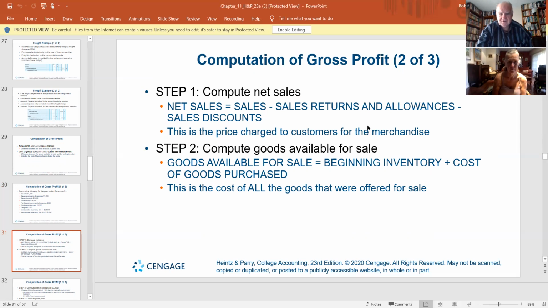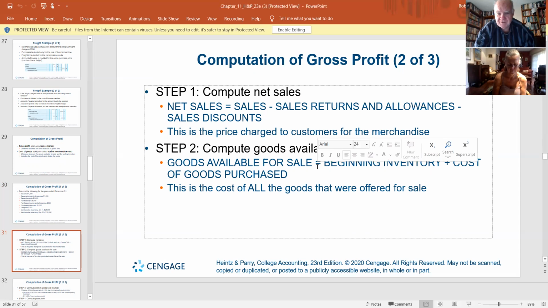But first they're suggesting we compute the goods available for sale. That's the beginning inventory plus the cost of goods purchased. So think about that. At the beginning of the month, we had 1,000 books in our bookstore.